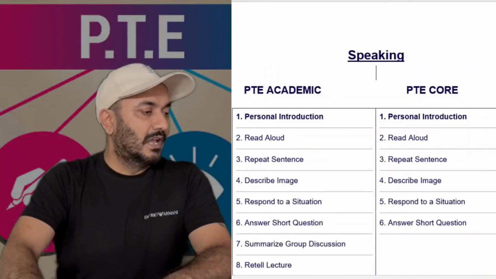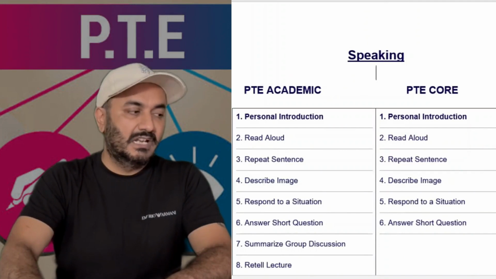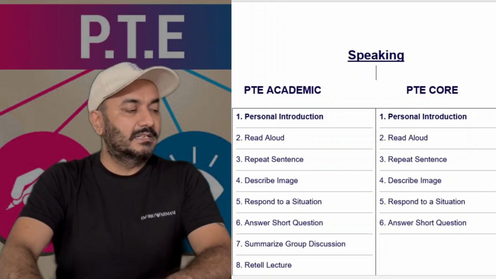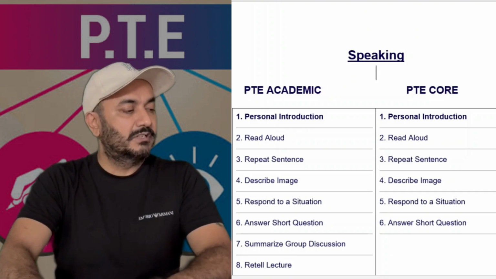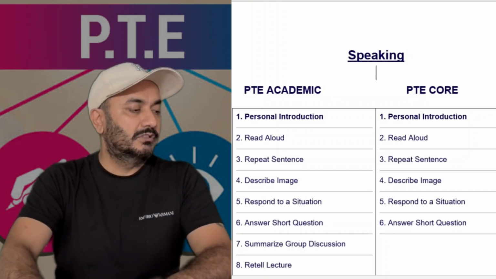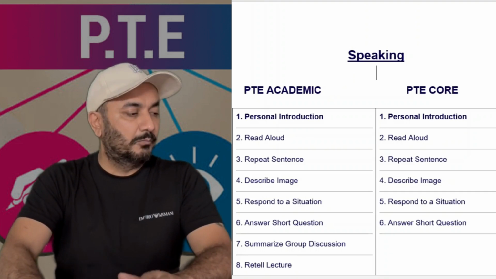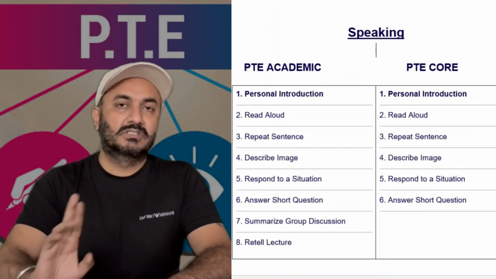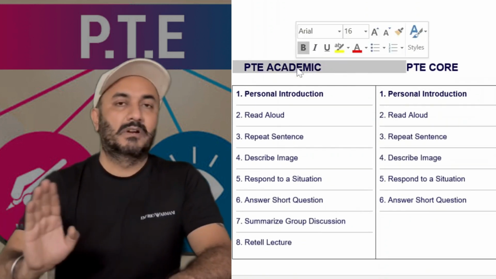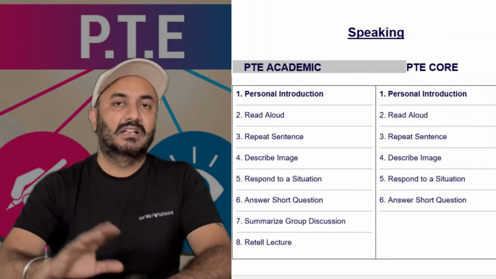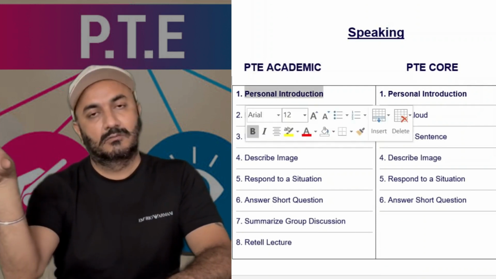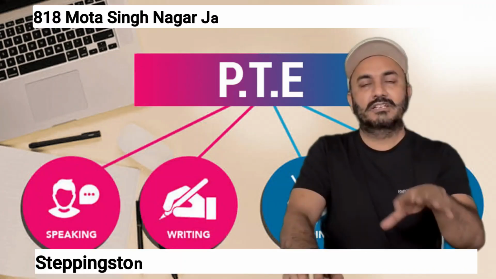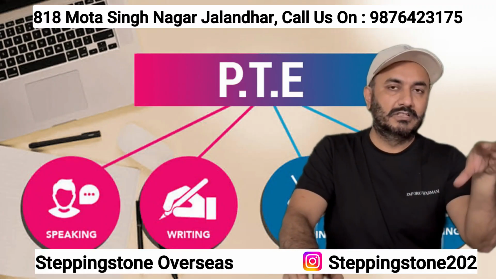These questions are personal introduction, then read aloud, then repeat sentence, then describe image, then respond to a situation, then answer short questions, then summarize group discussion and retell lecture. These last two questions come in Academic only, but they don't appear in Core, and even if they appear in Core, they don't carry any marks in that type of exam. So let's find out in detail about these questions.